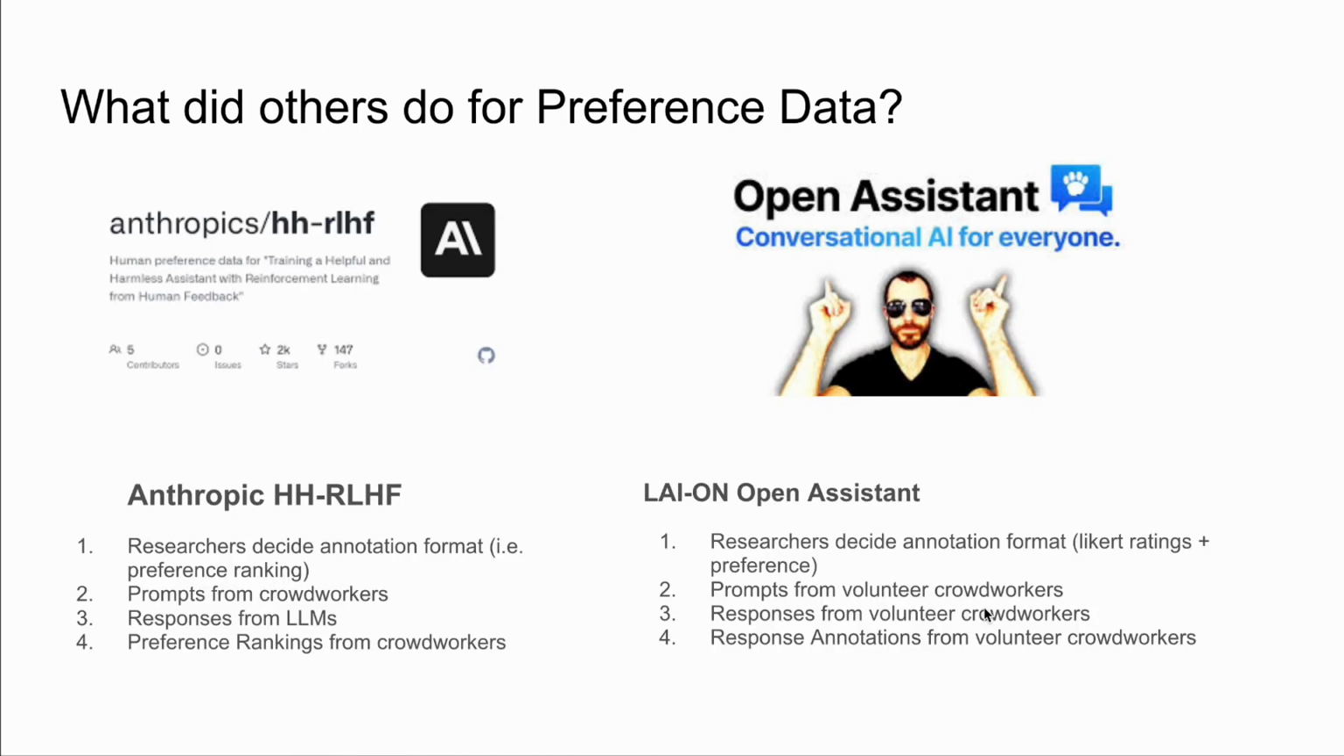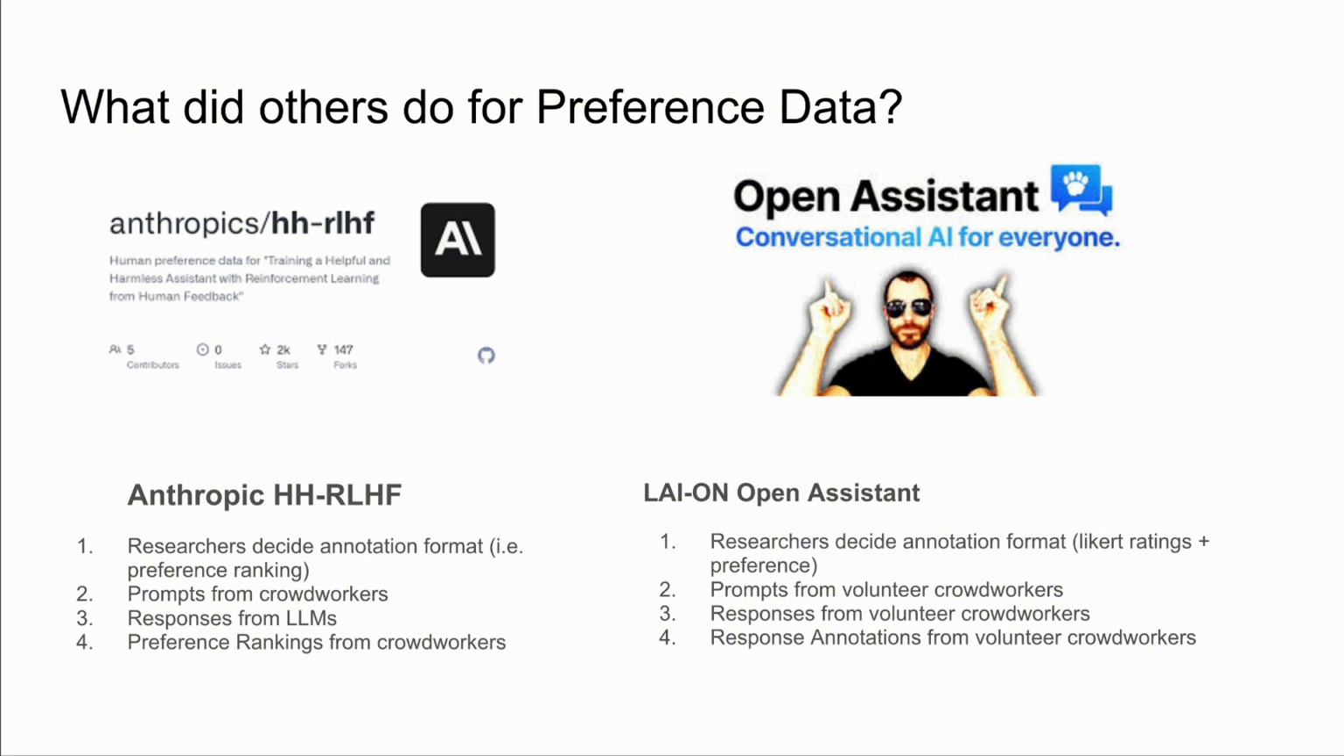Okay, to set a better scene for what we did in collecting our own RLHF data, I would also like to highlight how other people have collected their preference data. The first and, at that time, perhaps the most popular dataset is Anthropic's HH-RLHF. In this setting, the researchers decided on the annotation format. They decided that it's important to have preference ranking. They then had prompts from crowd workers, while the responses are sampled from LLMs. And finally, preference rankings are from crowd workers.